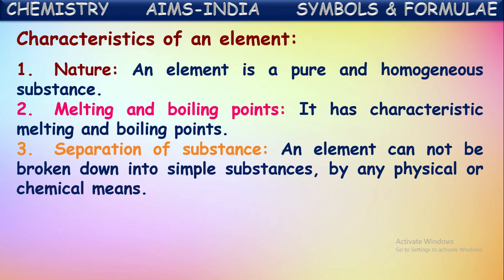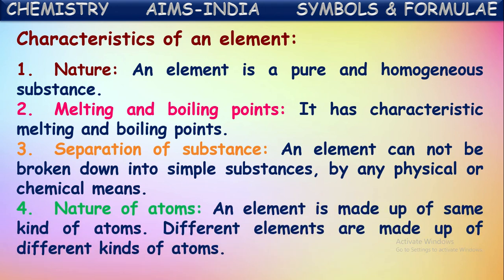Separation of substance. An element cannot be broken into simpler substances by any physical or chemical means. So if we take an element like carbon and break it into small pieces, it is still called carbon. If we break it into even smaller pieces, it is still called carbon, because it will be made up of only carbon atoms. It cannot be changed into any other substance by breaking into simpler pieces. That is called an element.